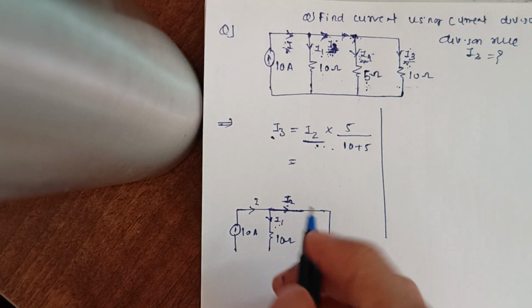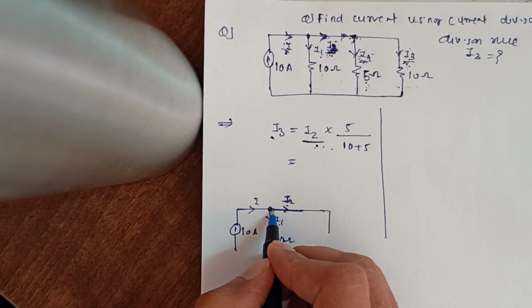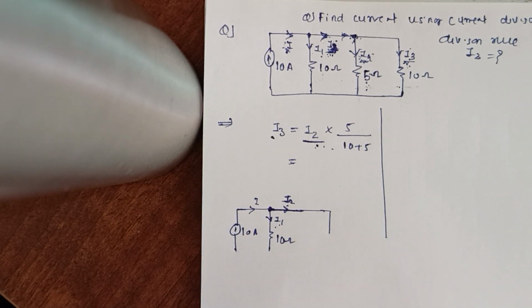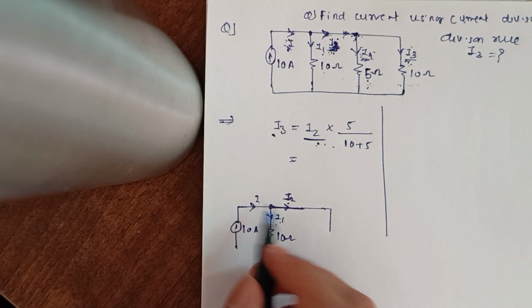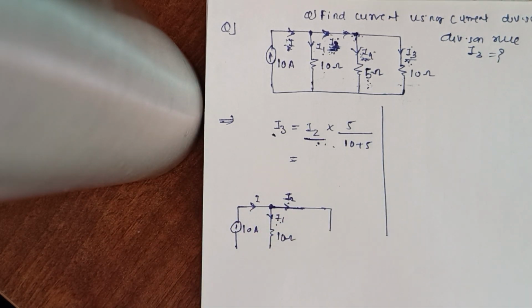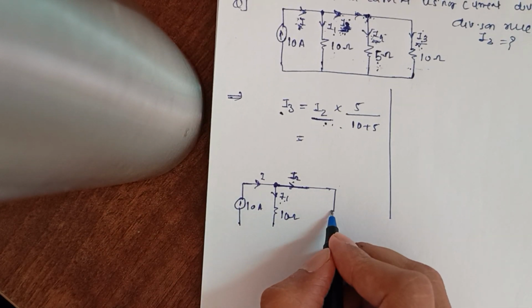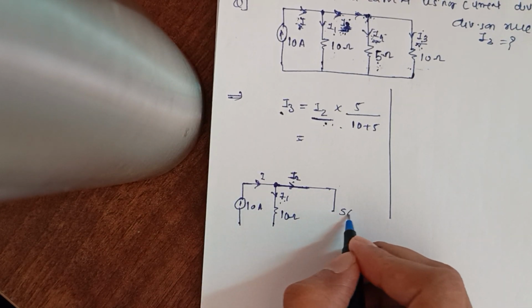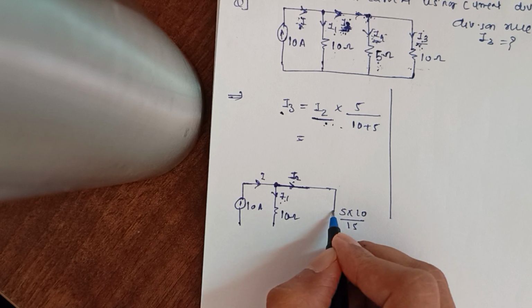because when applying the current division rule on this node, I want just two paths, I1 and I2. It should not divide any further. So what is the equivalent resistance? 5 into 10, over 15.